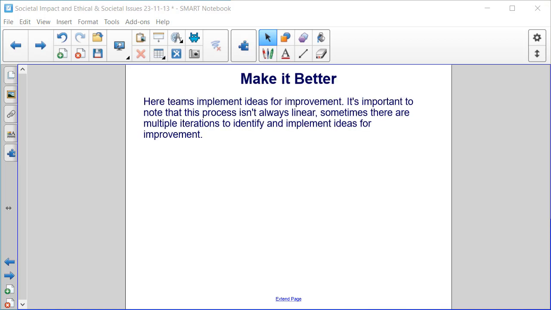Make it better. Here, teams implement ideas for improvement. It's important to note that this process isn't always linear. Sometimes there are multiple iterations to identify and implement ideas for improvement.